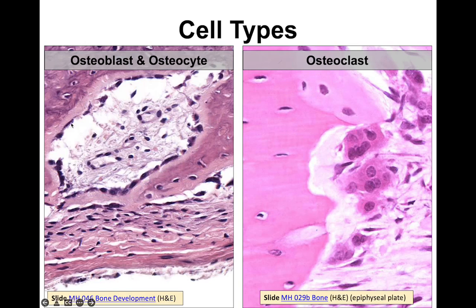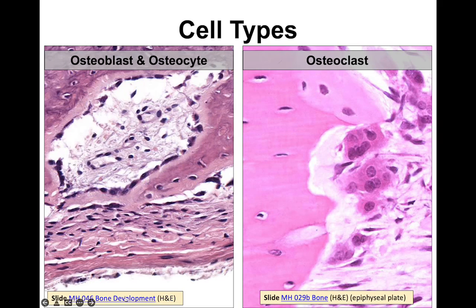When the osteoblasts are inactive, they become flat in shape. When they are active, they are low cuboidal. Gradually, these osteoblasts will be surrounded by the newly formed matrix, and they become osteocytes. And a single osteocyte is found in each lacuna.